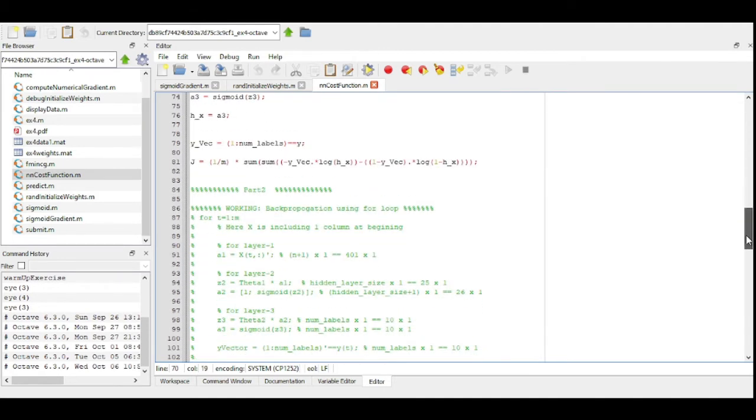A3 is nothing but the output which it is going to predict. Now what we have done, we have just taken this y, that is the output unit, in y back, and now we are writing the cost function. So here the cost function is same as sigmoid.